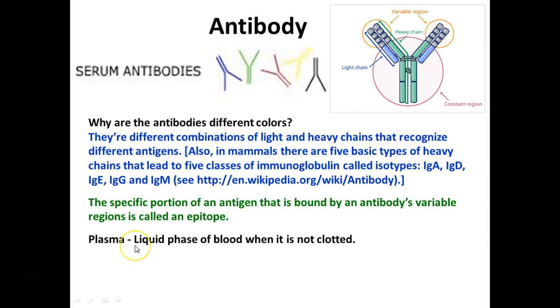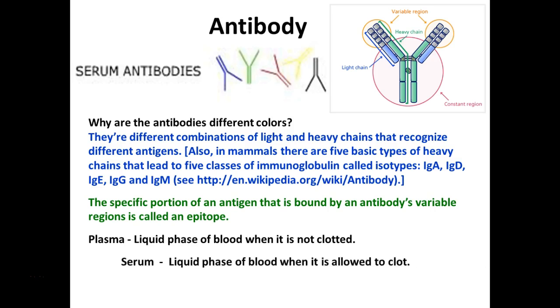So plasma is the liquid phase of your blood. When we take blood out of your body, there has to be an anticoagulant in it to stop your blood from clotting. As an immunologist, I was not too happy when my boss would give me plasma, because plasma has all the clotting proteins still in the liquid phase of the blood. And that would interfere sometimes with these tests.